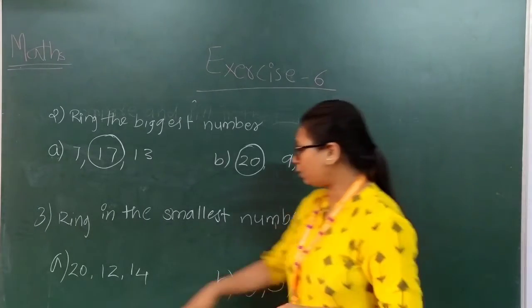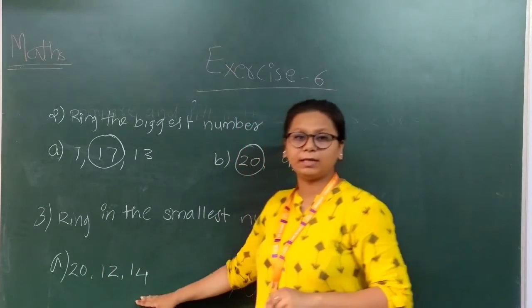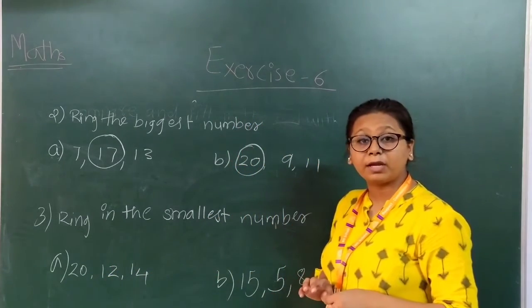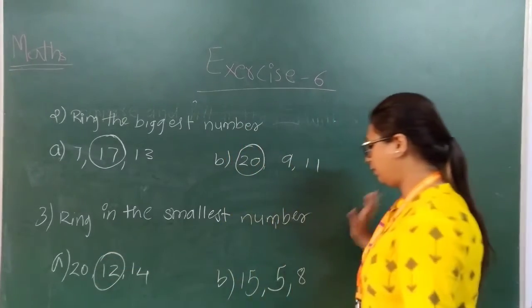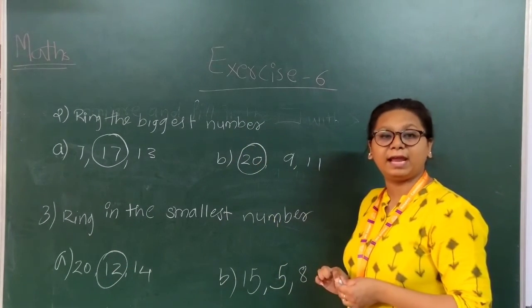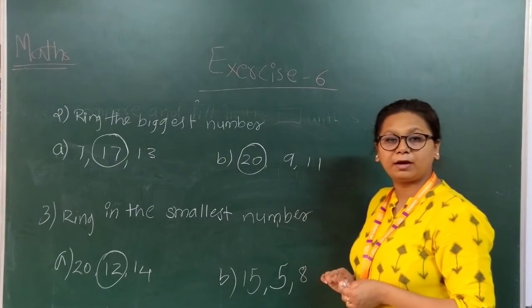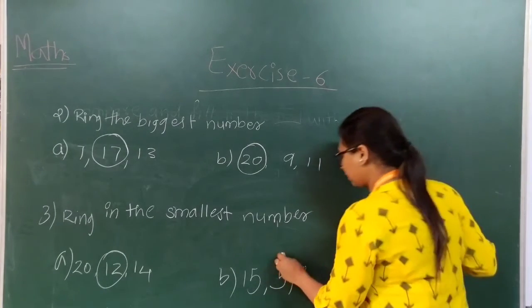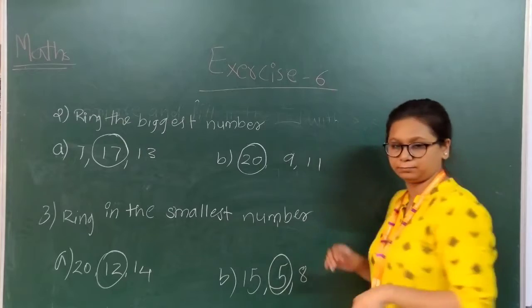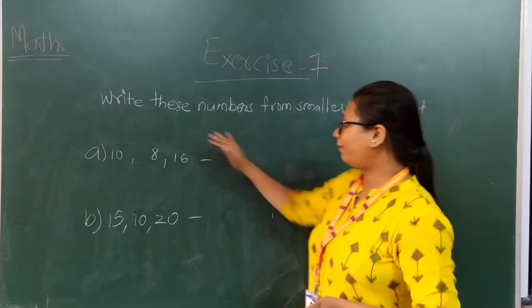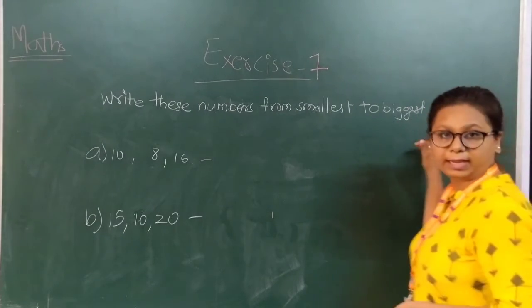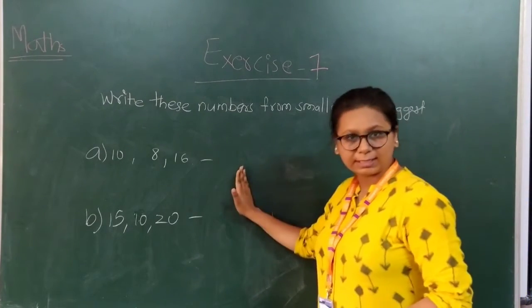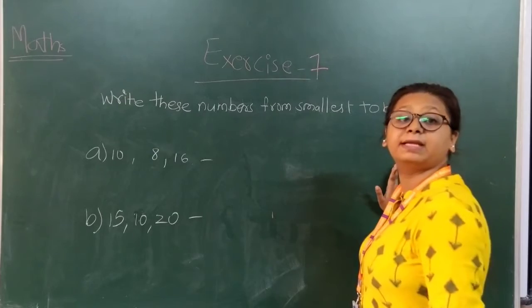Like 20, 12 and 14. Now which is the smallest number over here? 12. So we will circle 12. With 15, 5 and 8. Smallest number and you will end in the biggest number.